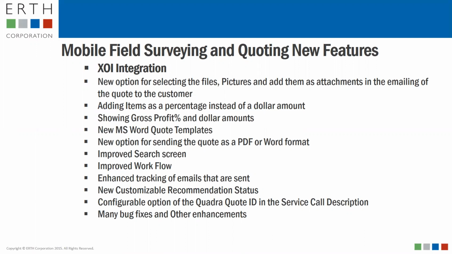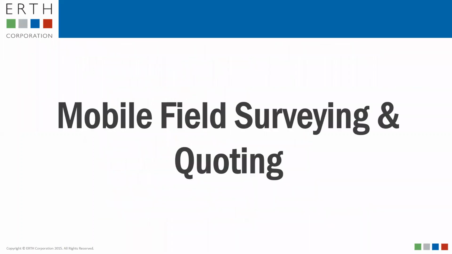We've enhanced some search functionality, improved workflow, enhancements to tracking of emails that are sent, new customizable ability for recommendation statuses, and configurable options for having the actual Quadra quote ID be included in the service call description when it's automatically created from the approval process in Quadra, and then many other bug fixes and other enhancements. So let's jump into some of those and take a look.